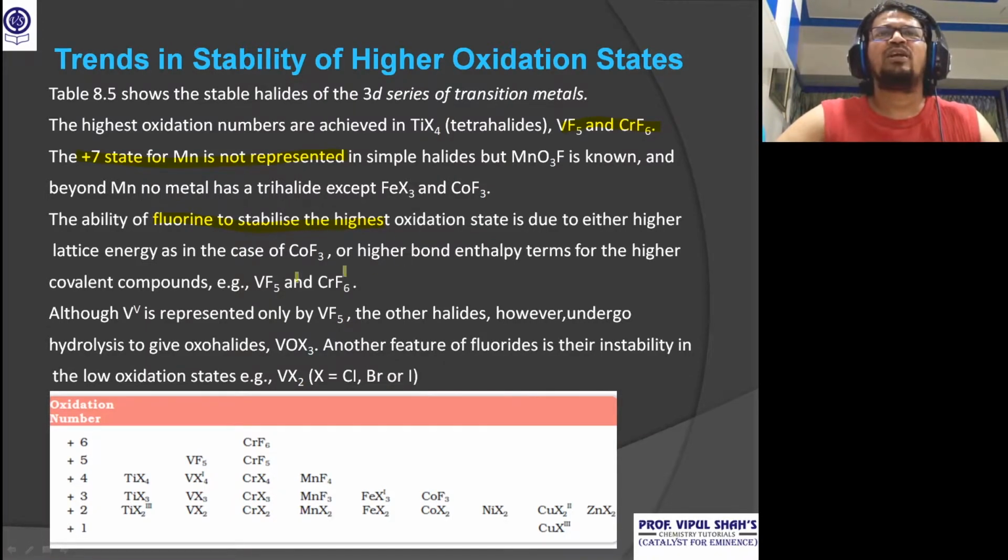So the ability of fluorine is due to the high lattice energy, as in cobaltic fluoride. Just see the slide. Or it is due to the high bond enthalpy in the case of covalent compounds. Similarly, in vanadium, the oxidation state raised is +5, represented only by VF5, where vanadium loses 5 electrons because F has only the -1 state. In +6, chromium forms CrF6. That's what you have to see. Is this clear?